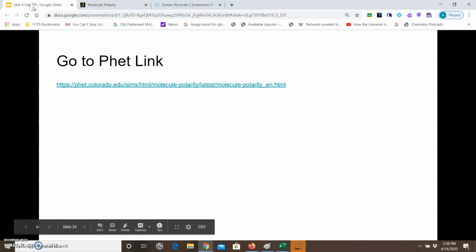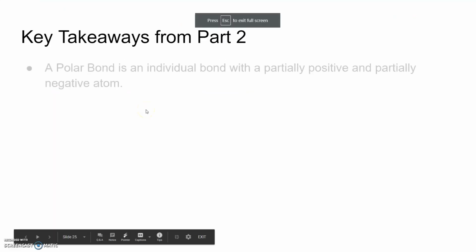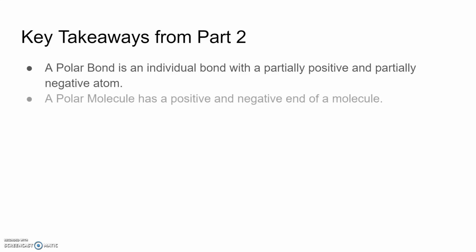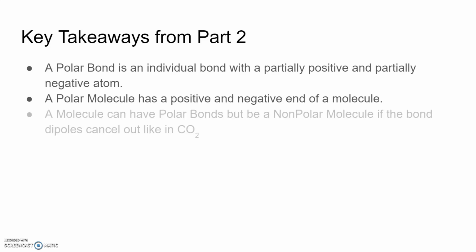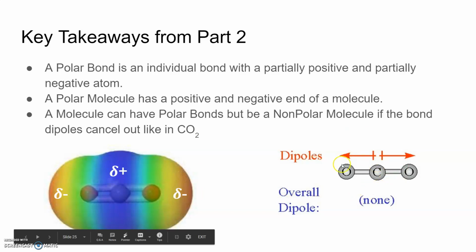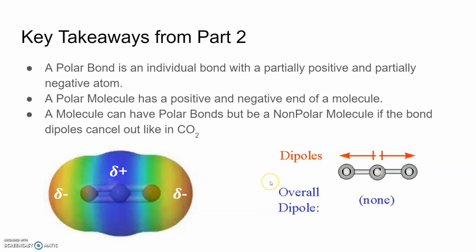So let's go ahead and go back to some of the key takeaways here. When we're talking about a polar bond, that's an individual bond with a partial positive and partial negative atom. But in the case of a molecule, we talk about the molecule having a positive and negative end of the entire molecule, not just a single atom. So you can have a molecule like CO2 that has polar bonds, but is a nonpolar molecule because the bond dipoles cancel out, right? That's why if you look at something like CO2, which is shown here in the electrostatic potential map, those bond dipoles cancel out. This is a nonpolar molecule.